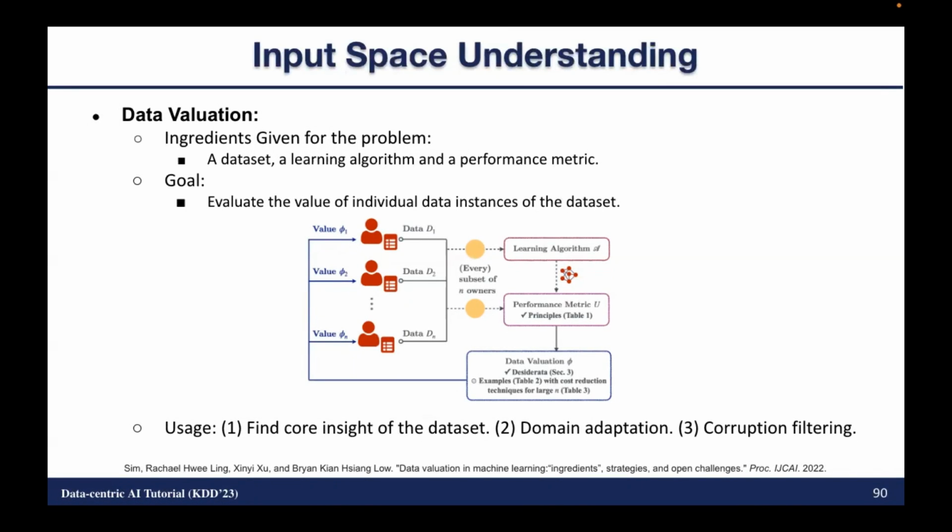The goal of data evaluation is to evaluate the value of individual data instances of the data sets. Whenever we know the value of individual data instances, we'll be able to find out the core insight of the data sets, and also find out which data instances are more important, so that we can conduct more advanced tasks, for example, domain adaptation. Or if we know the core value of the data instances, we can also filter out some of the corrupted data instances.